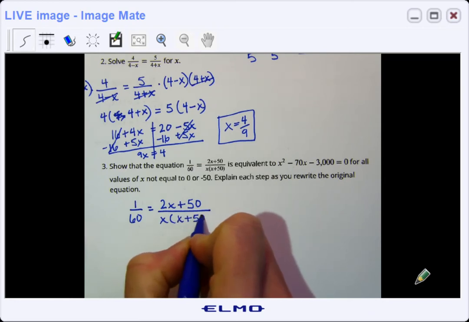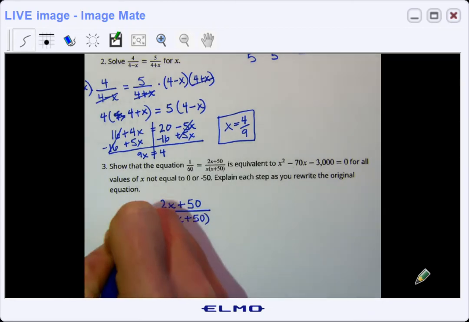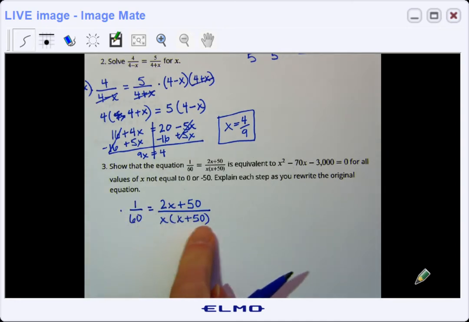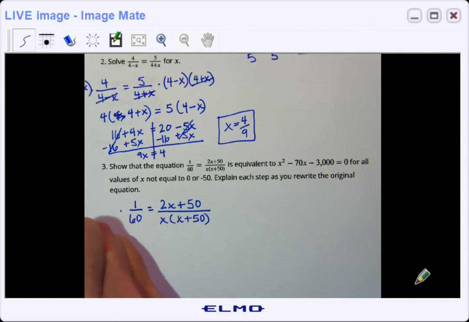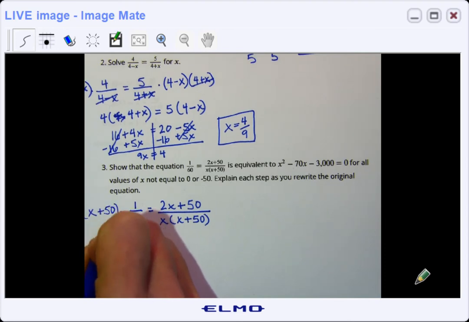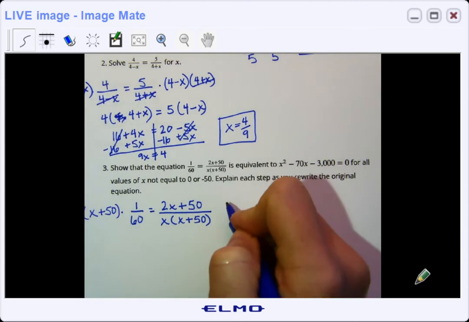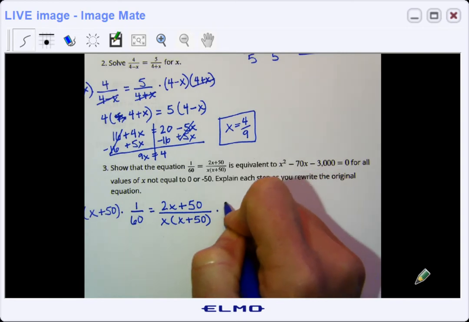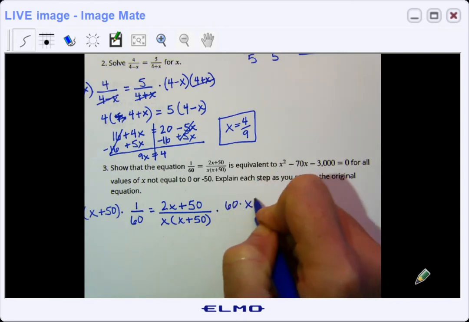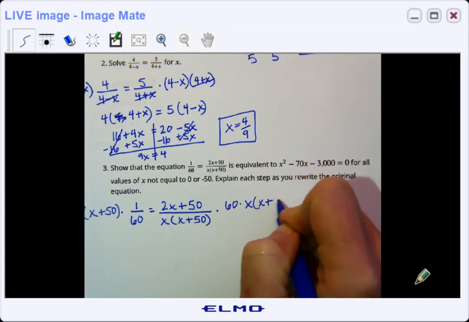Okay, so here's the original equation, and I'm going to multiply by 60 times x plus 50. So 60 times x plus 50, and same thing on the other side, 60 times x plus 50.